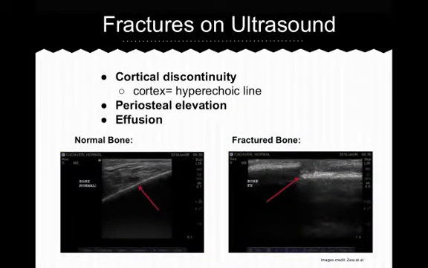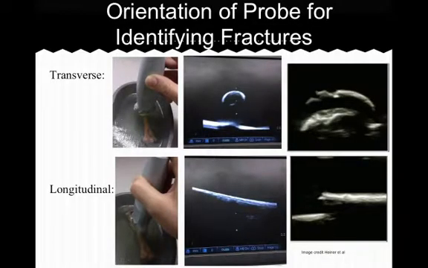Normally, the cortex can be seen as a smooth hyperechoic line. Note the contrast with the hypoechoic dark area deep to it, below it in this image. This is because the ultrasound does not penetrate the cortical bone well. Fractures can be identified as discontinuities in the cortex. In the clinical setting, the presence of fractures may also be indicated by elevation of the periosteum or by effusions or hypoechoic fluid, i.e. blood, which you can see superficial to the bone cortex.